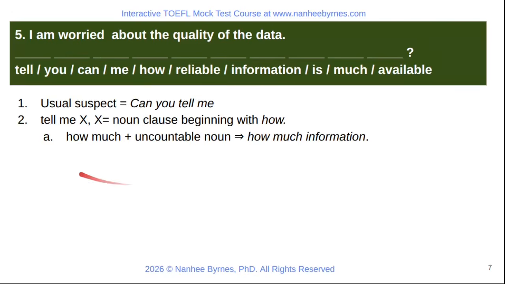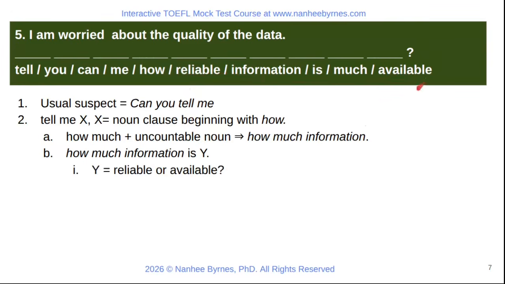The verb is. Is needs a complement. We have two adjectives, reliable and available. One must modify information, and the other must be the complement. To decide which is which, we check the meaning. The prompt is that the speaker is worried about the quality of the data, so the response should mean how much reliable information is out there.